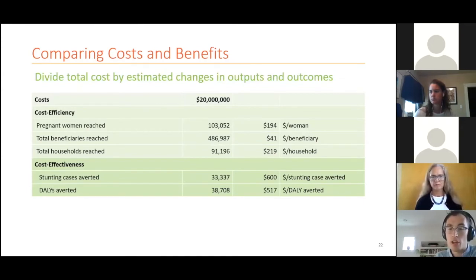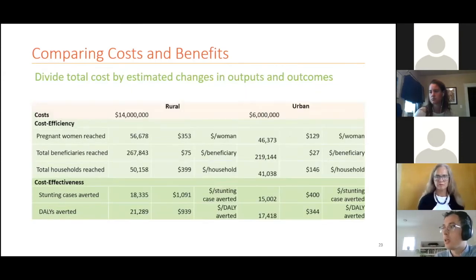That evaluation estimated that our project averted 33,000 cases of stunting and almost 40,000 disability-adjusted life years. We can use our cost estimates to describe the cost per stunting case and cost per DALY averted. And of course, we said we wanted to stratify by rural versus urban in order to understand if there was a differential effect of the context on our cost efficiency and cost effectiveness.